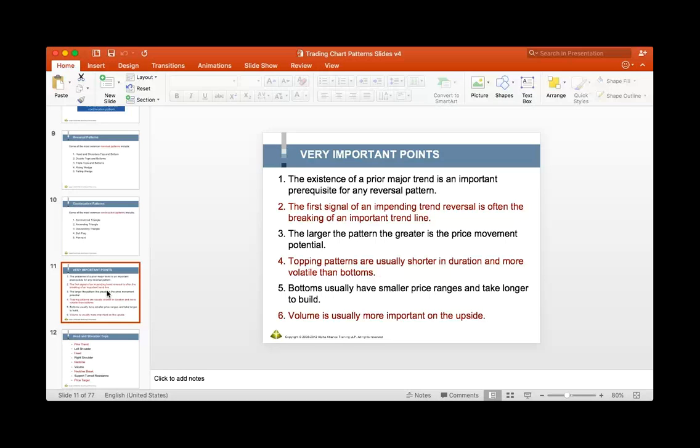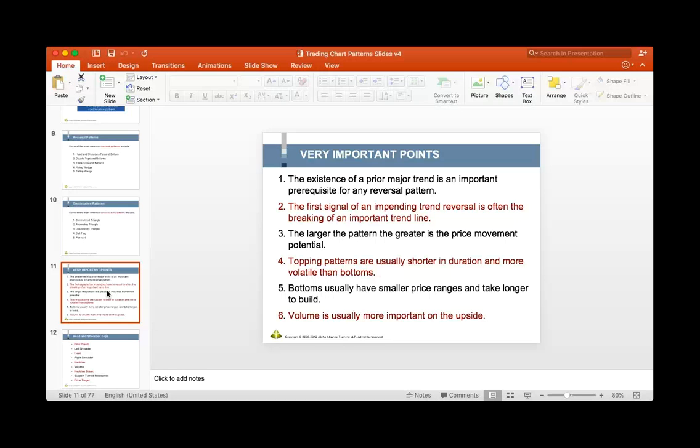Whereas panic is very fast. When we really panic, people will run and exit out of the market. That's why the market top is usually more volatile, with higher, longer candlesticks. So that's number 4. Number 5, bottoms are usually important, especially those with the smallest price range that take longer to build. This one I covered just now already.